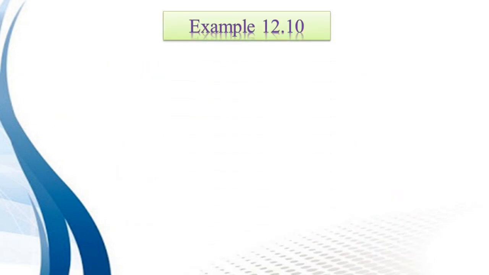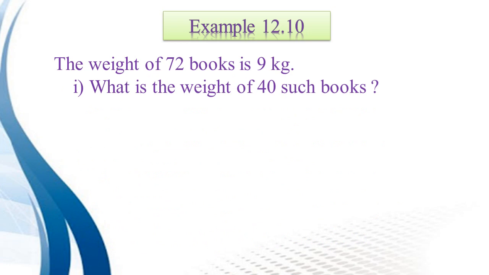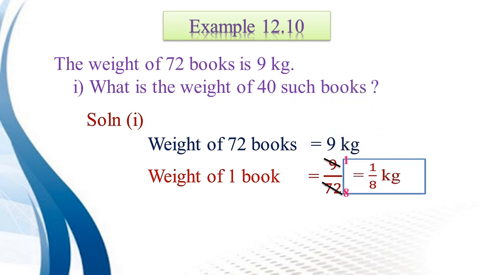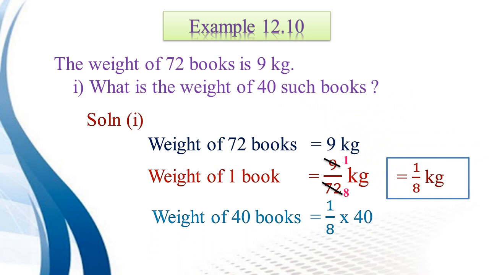Example 12.10. The weight of 72 books is 9 kg. First one, what is the weight of 40 such books? So first, the weight of 72 books equals 9 kg. Weight of one book equals 9 by 72 kg. When you simplify, you will get 1 by 8 kg. Now the weight of 40 books equals 1 by 8 multiplied by 40. When you simplify, we'll get 5. So 5 kg.